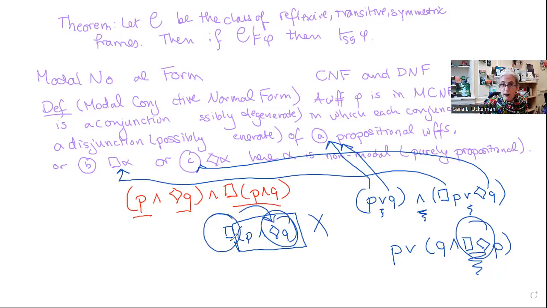Hold on to that thought, because this is going to be one of the crucial things that we will have to deal with when we want to show, as we'll do in a later video, that every formula is equivalent to something in modal conjunctive normal form in S5. But for now, we'll just stick with that definition.